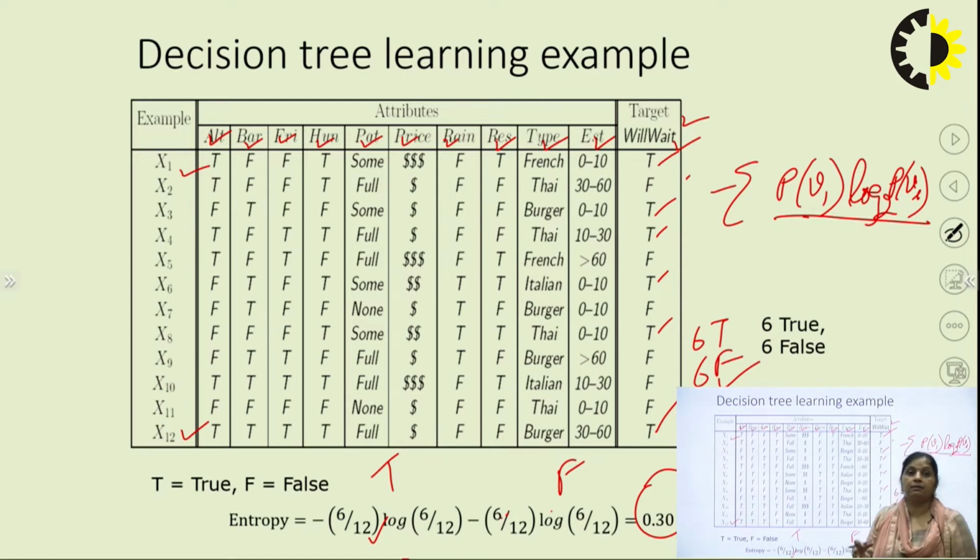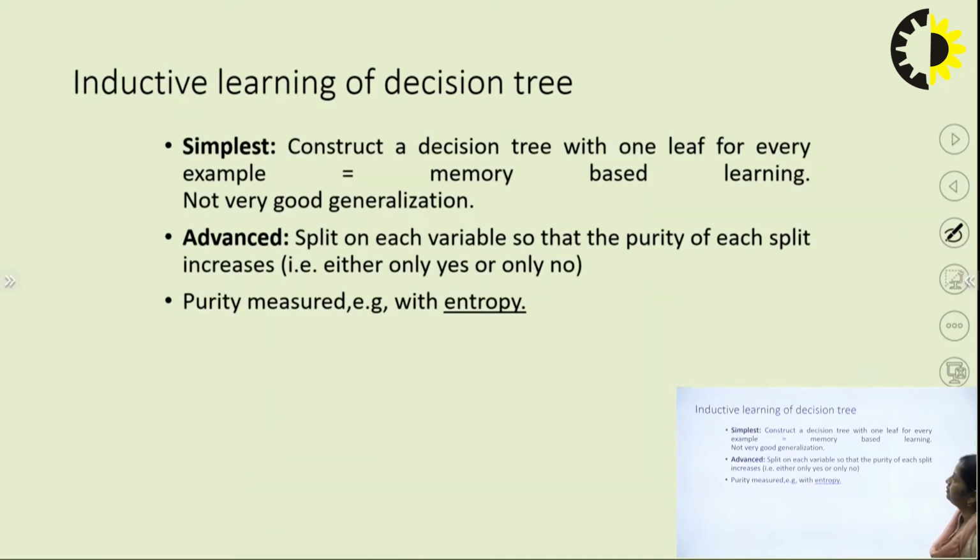Now we will understand how to find the most important attribute that should be kept at the top. One option is to simply construct a decision tree with one leaf for every example, but that will be very specialized and we will have a very lengthy, big decision tree. That is the simple method. So here we will use the inductive learning method, an advanced method of decision tree construction.